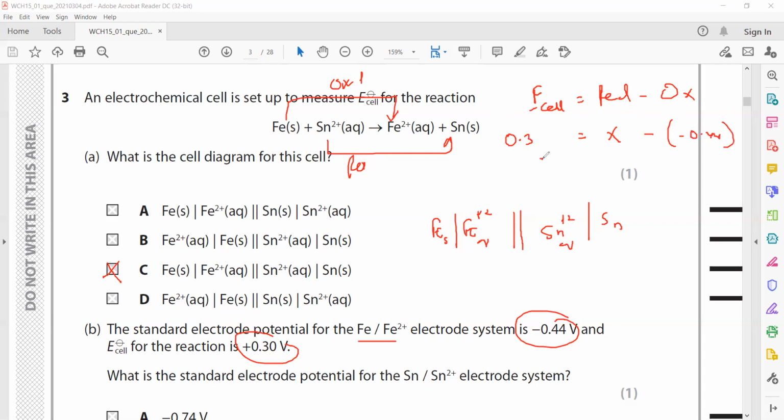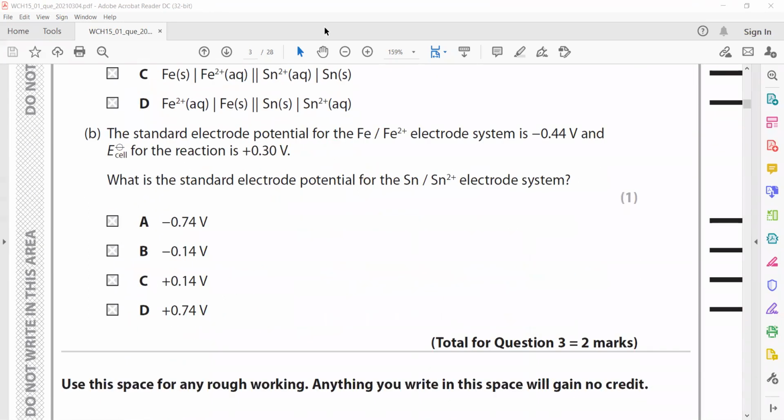So minus minus is plus, so 0.3 equals x plus 0.44. If it is plus 0.44, on the other side it will be subtracted. So it will be 0.3 minus 0.44, which comes out as minus 0.14. So B will be the right answer.